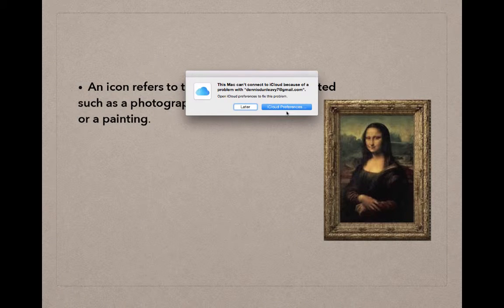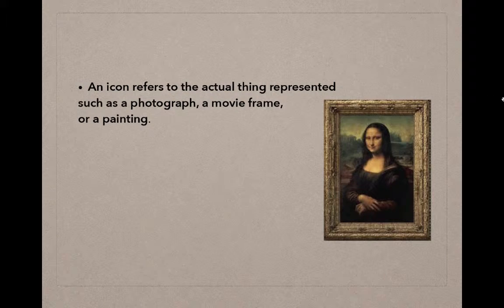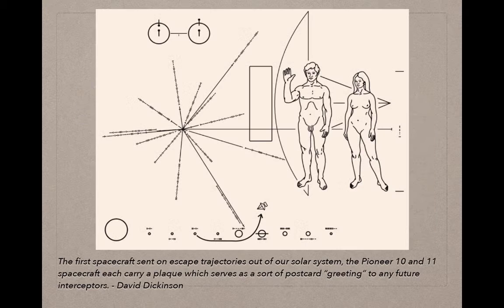First off, an icon refers to the actual thing that's represented, a photograph, a movie frame, painting, a penny. So that's an icon. It's not what we think of like a movie star icon or a religious painting icon, you know, some context. But in this sense, an icon is part of the triad. So this is always interesting to me.